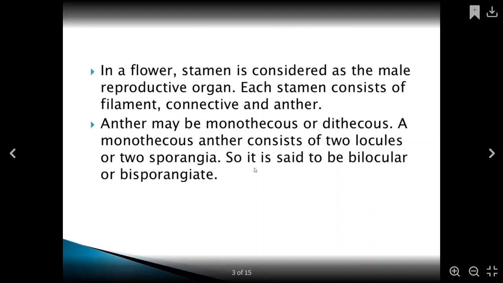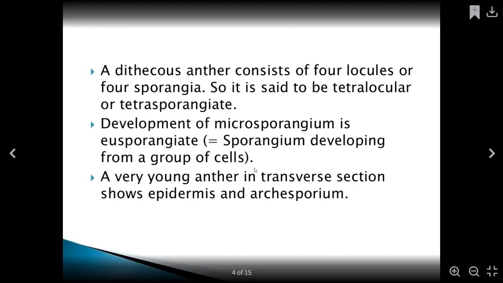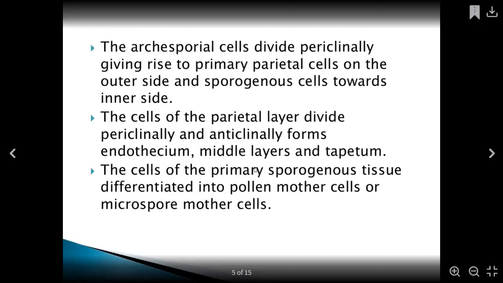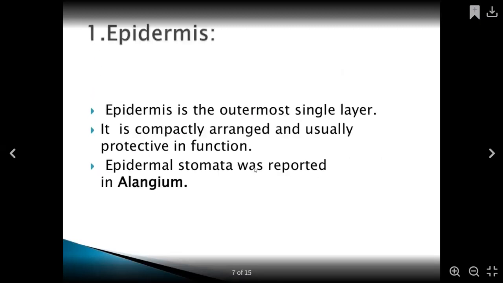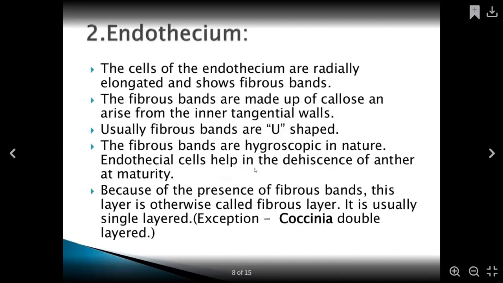It consists of filament, connective, anther, so dithecous anther and monothecous anther. The archesporial cell divides periclinally into the epidermis, endothecium, middle layer and tapetum. This is the epidermis, the outermost single layer, compactly arranged and usually protective in function. Epidermal stomata were reported in Alangium. And the endothecium, I'll repeat again.